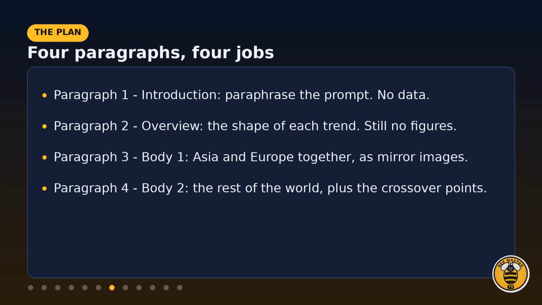Now the plan. 4 paragraphs. Paragraph 1 paraphrases the prompt with no data in it. Paragraph 2 is your overview, the shape of each trend, and still no figures. Paragraph 3 handles Asia and Europe together because they are mirror images. And paragraph 4 takes the rest of the world plus those crossover points.